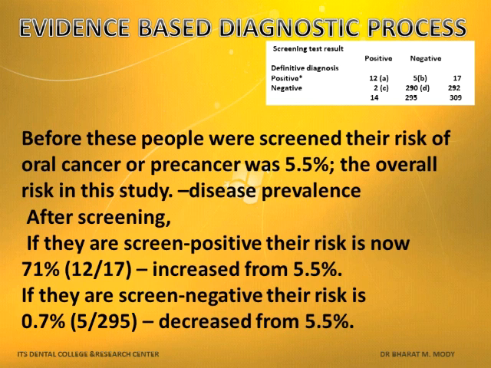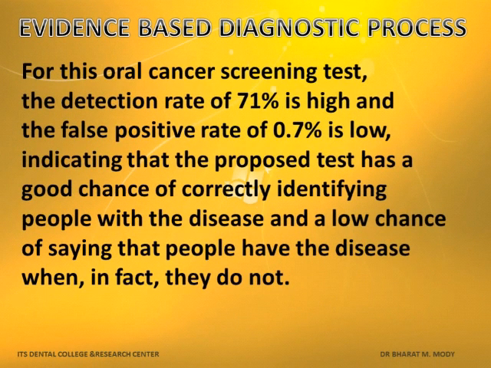So in this, you can see that for screen positive, the risk is now 17. The basic risk was 5.5, and the risk has increased to 71%, which means there is a positive. But if it is negative, going below the limit, then the risk is less. So if they do not have a positive result, that means they do not have the disease. This can be calculated in this particular manner.